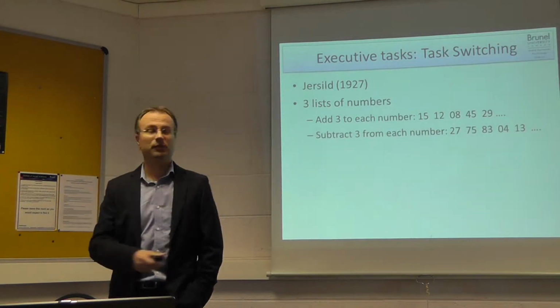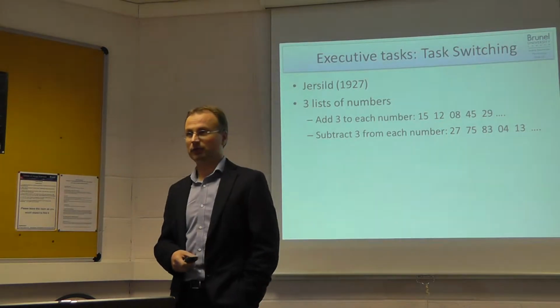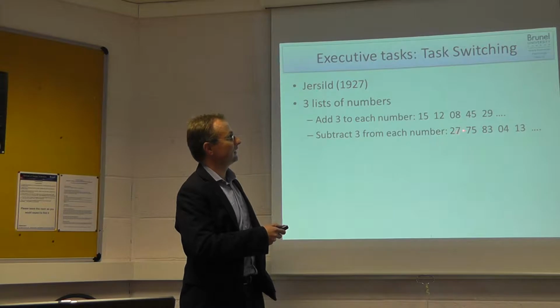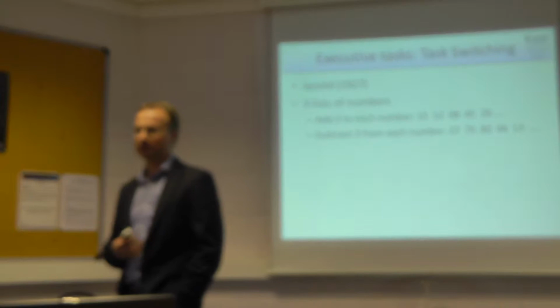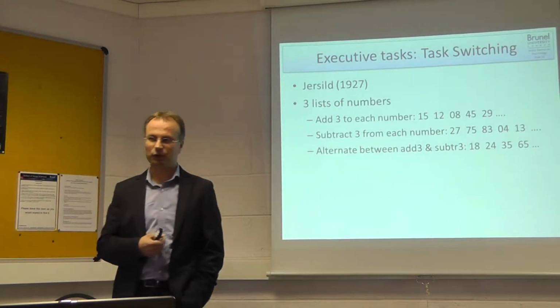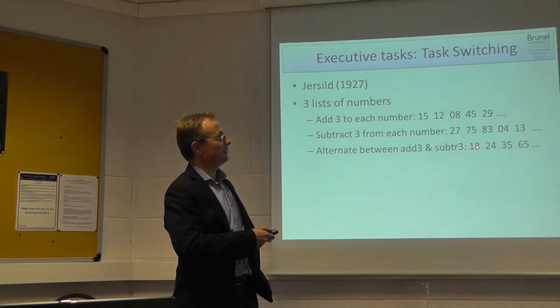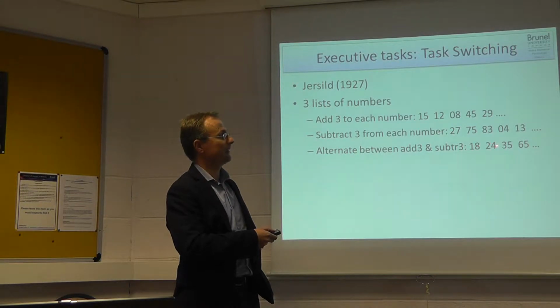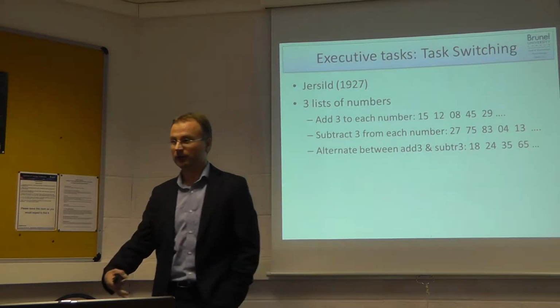Then he had a sheet of paper and asked them, with the numbers, just please subtract 3 from each number. So 27 minus 3 is 24. 75 minus 3 is 72, and so forth. And then he had a list where people had to switch between the 2 operations. So add 3 on the first, 18 plus 3, 21. Subtract 3 on the second, so 24 minus 3, 21. Add 3, so 38. Subtract 3, 62, and so forth.